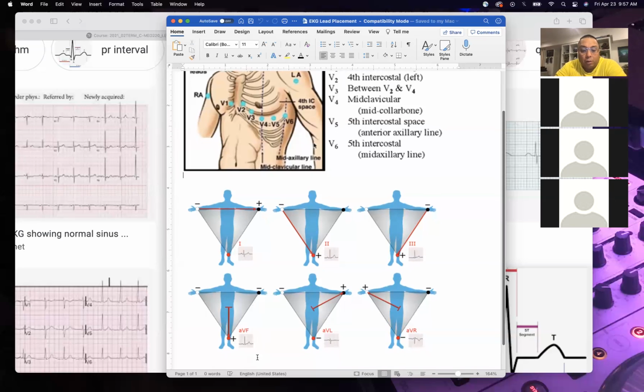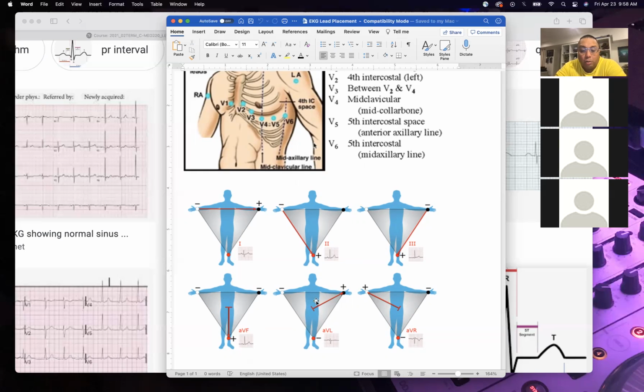Now, the aVF is easy to identify because it has a little a, and a means augmented. It also means these are unipolar leads. So they go from the center of your body, and if it's aVF, it goes to your foot. And the only foot involved in Einthoven's triangle is your left foot. So aVF goes from your heart, or the middle of your body, to your left foot.